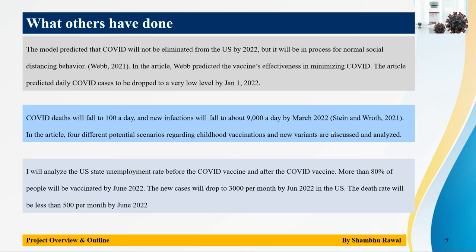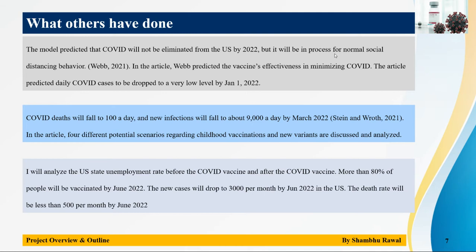What others have done? The model predicted that COVID will not be eliminated from the US by 2022, but it will be in the process, with normal social distancing behavior. In the article, they predicted the vaccine's effectiveness in minimizing COVID. The article predicted daily COVID cases to drop to a very low level by January 1, 2022.